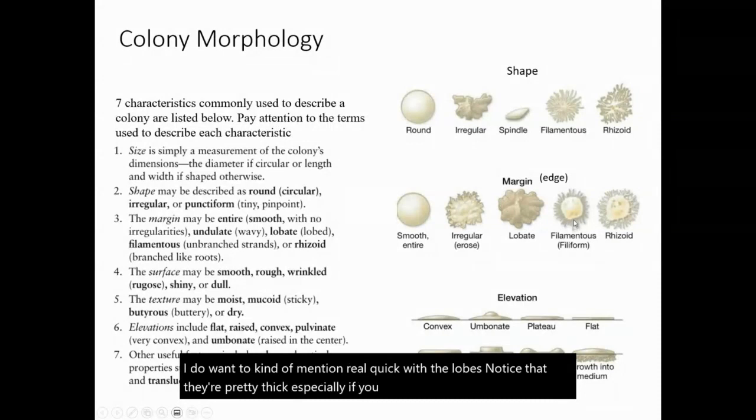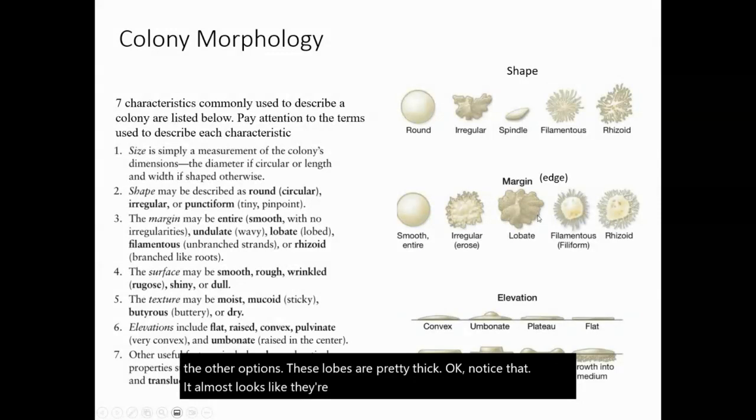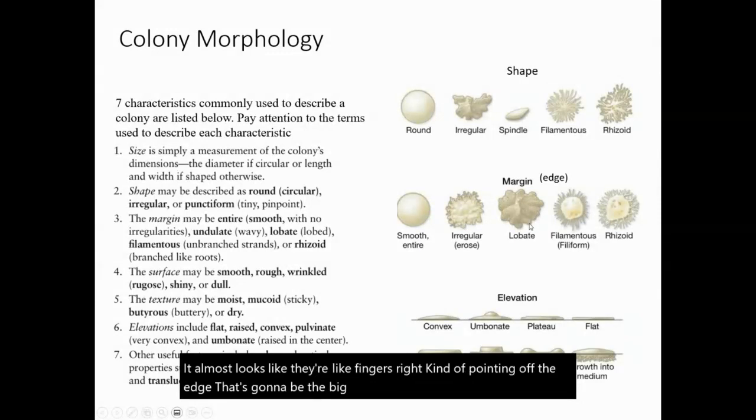Now, I do want to mention real quick with the lobes, notice that they're pretty thick, especially if you compare them to the margins of the other options. These lobes are pretty thick, okay? Notice that it almost looks like they're like fingers, kind of pointing off the edge. That's going to be the big difference between lobate and irregular.